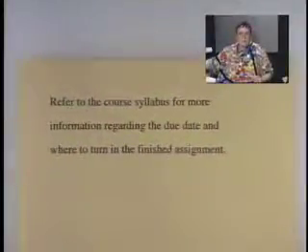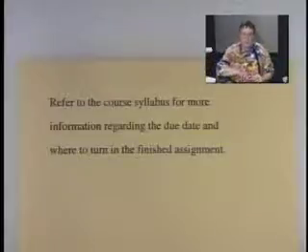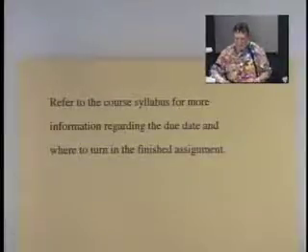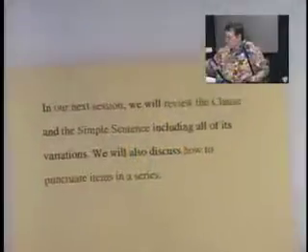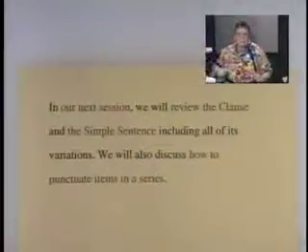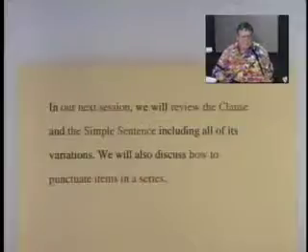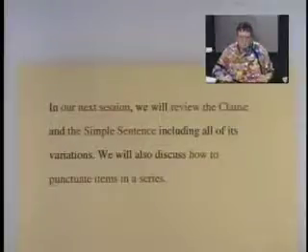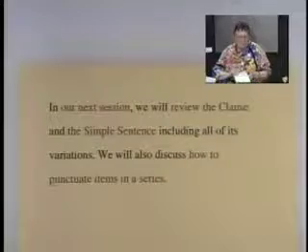To know when to turn the assignment in and where to turn it in, please refer to your course syllabus, because that will give you more information about due dates and places to turn that in. And then in our next session, I can tell you what we're going to do. We're going to be reviewing everything we had to say about clause and simple sentence so that you have mastered that, and we will also discuss how you punctuate items in a series. You do need your textbooks. You should be following along with us at home, and those of us in class will be coming up with questions for the rest of you.